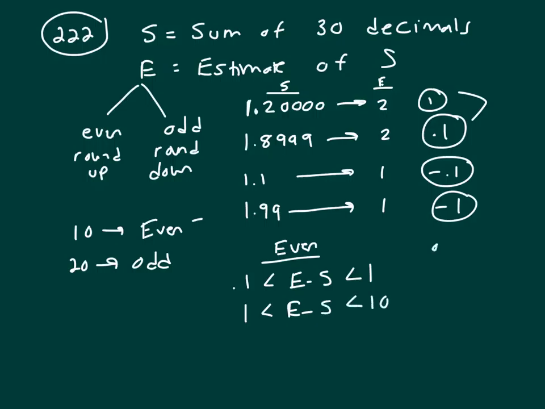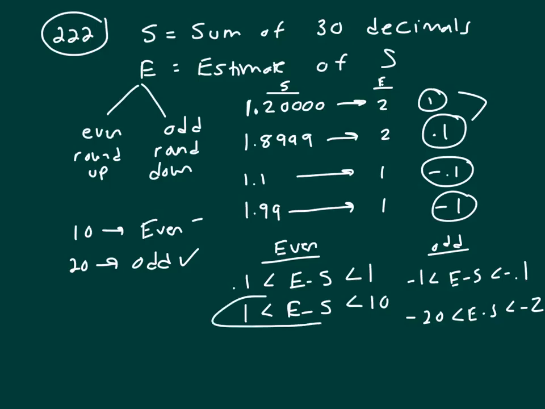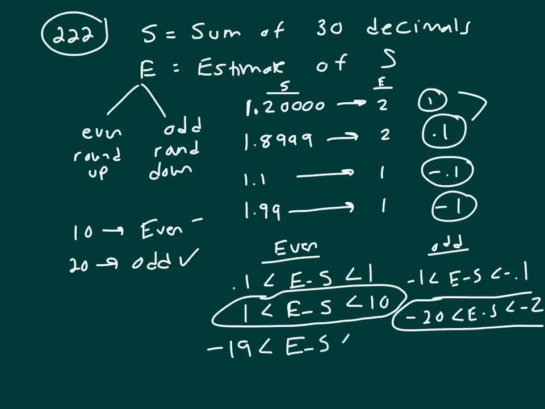Okay, let's look at odd. My odd numbers, my E minus S, that was my second example, they're in between negative 1 and negative 0.1. And what do we need to multiply that by? 20, because we have 20 of them. So it's negative 20 less than E minus S is less than negative 2. So let's take these two inequalities, because they encompass everybody, and let's add those together. That would give me negative 19 less than E minus S is less than 10 minus 2, which is 8.